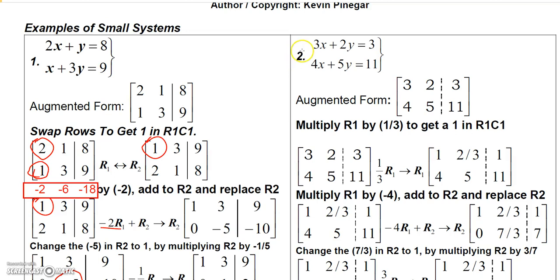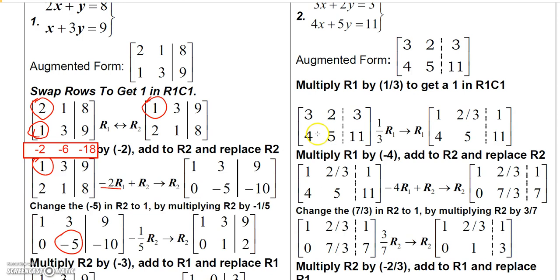Okay, now let's look at another example of a small system. Here we have 3x plus 2y equals 3, 4x plus 5y equals 11. And by now you should be pretty familiar with putting this into an augmented matrix. So here's your augmented matrix form. So I'll just copy it down here to start working the problem.